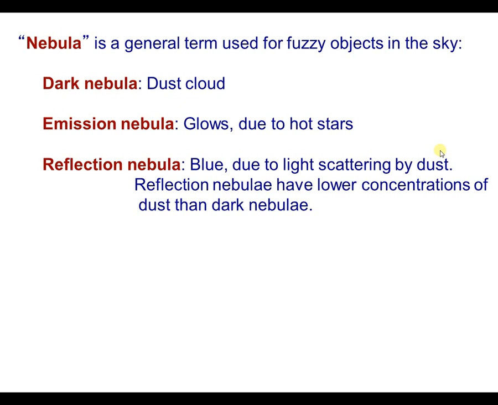A reflection nebula, on the other hand, has to do with light rather than it being produced and glowing. It's light that's scattered by dust. And generally speaking, these are blue because blue is scattered preferentially by the molecules that the dust is made up of. And so you can kind of still see through them, so they're not quite as dark as a dark nebula, but they may scatter light from nearby stars.